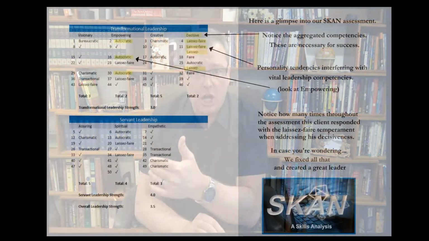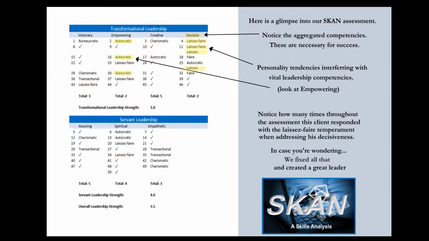What we need to know is if these 7 competencies are really necessary for your organization to be successful, then we have to know why these competencies are low. So this particular graphic is part of the assessment, and what it shows is the personality traits that interfere with these necessary competencies. This is the gold of our assessment because it helps people to understand.